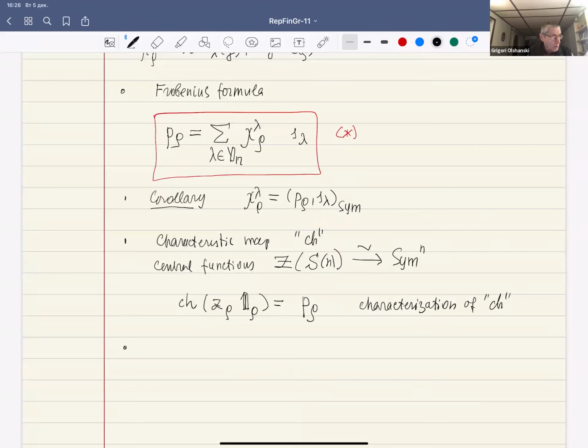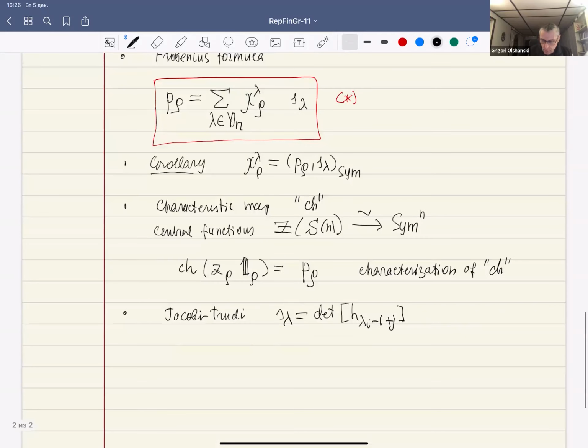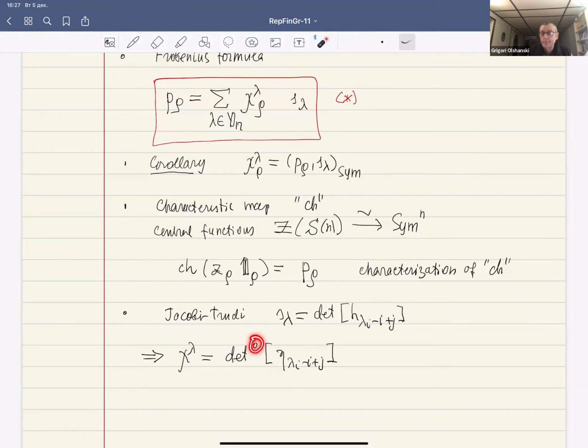Next, I recall the Jacobi-Trudi formula. Trudi, sorry, is it correct? Trudi, which says that the Schur symmetric function can be written as a determinant expressed in terms of H functions. And it follows that the irreducible character can be obtained as an induced character written in this way, where I am using this notation for the product of class functions, which is determined by induction.